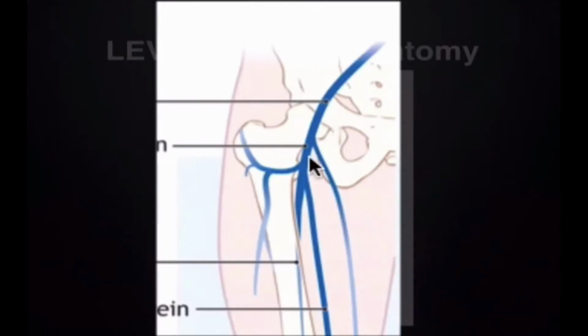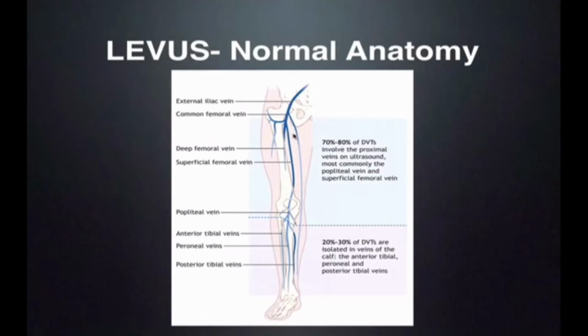Right here is your common femoral vein, and as you can see early up in the inguinal area, you're going to have a split between the common femoral vein and the saphenous vein. This is going to be the first landmark you're going to look for, that bifurcation of the saphenous off of the common femoral. And then just a little bit distal to that, you're going to have the bifurcation of the deep femoral and the superficial femoral. So those are the 2 points that you're looking for when looking at the upper portion of the lower extremity.